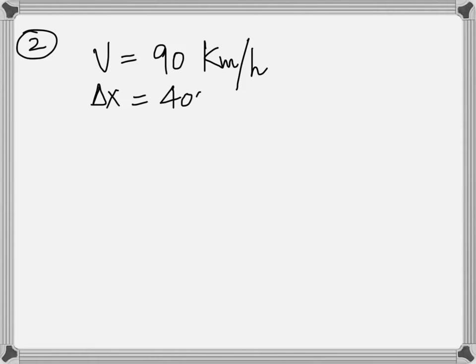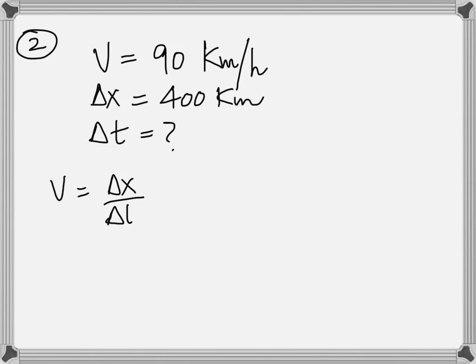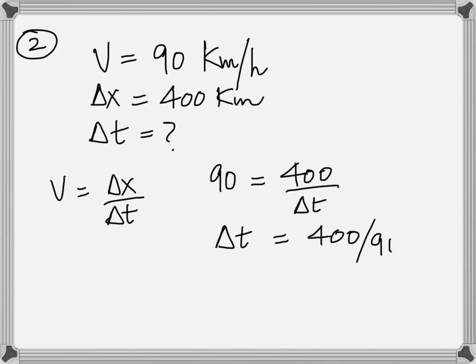And the formula here is displacement is the product of velocity and time. Or velocity is displacement by time. And rearrange that to get time as the subject. You get 4.4 hours. You get it in hours because of the units, kilometers per hour and kilometers.